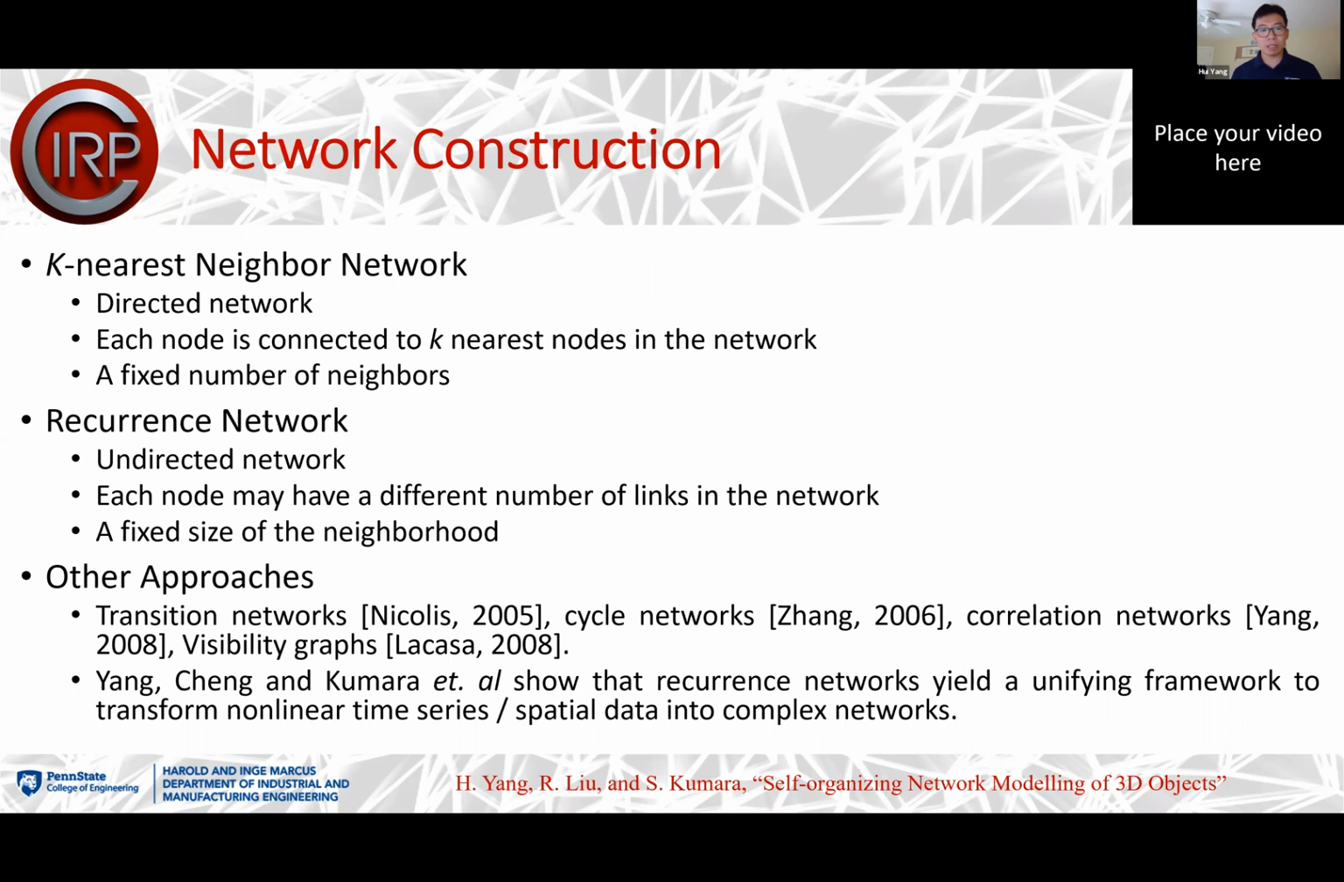In our group, my colleague Dr. Kumara and our PhD students showed that recurrence networks yield a very good framework to transform either one-dimensional nonlinear time series, or two-dimensional spatial data, that means image data, into complex networks. In this paper, we are studying three-dimensional data, that means complex designs. We want to see how networks can effectively capture the characteristics of 3D objects.